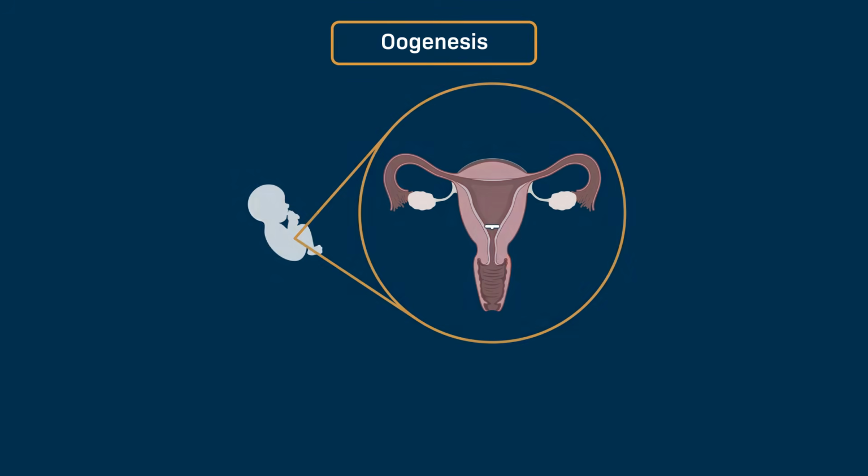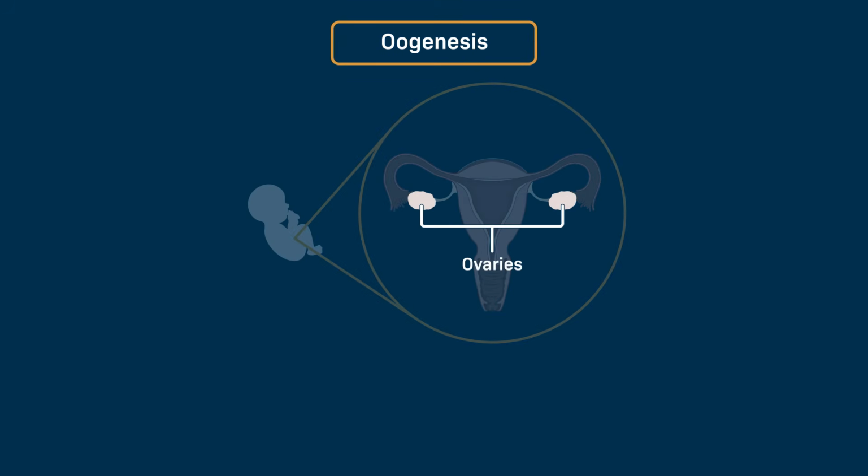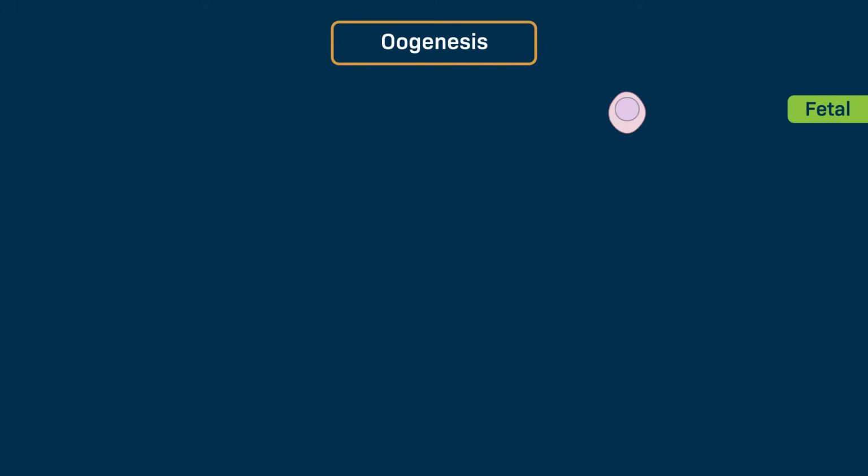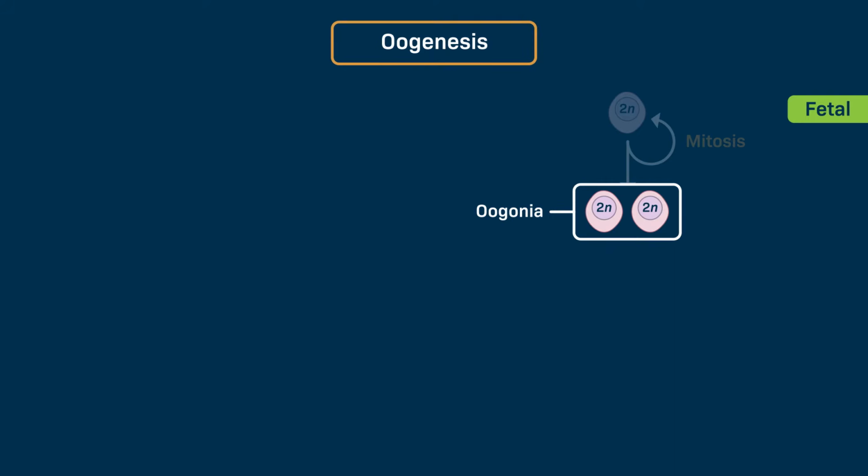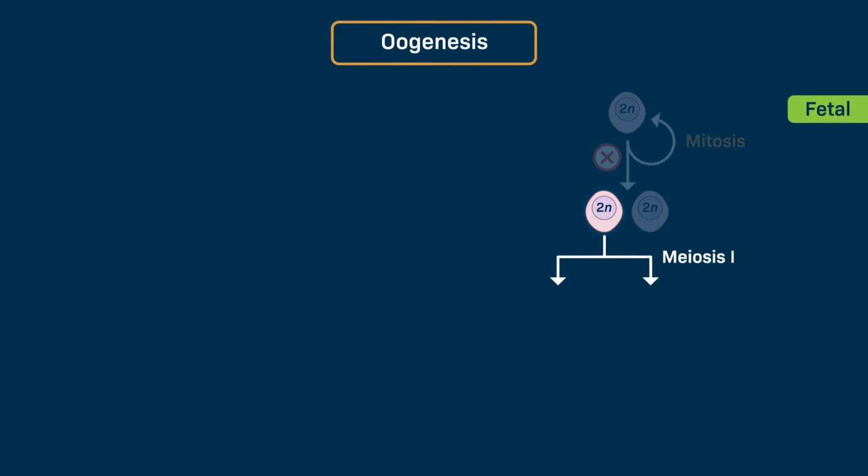Oogenesis begins inside the fully formed ovaries of a female fetus. Oogonia, singular oogonium, are diploid germ cells that undergo many rounds of mitotic divisions to produce more diploid oogonia. Once oogonia stop mitosis, they instead begin meiosis. Oogonia that have entered meiosis 1 are referred to as primary oocytes.